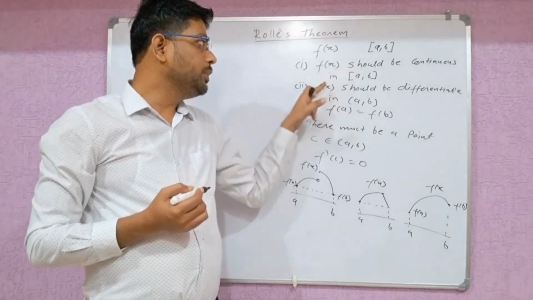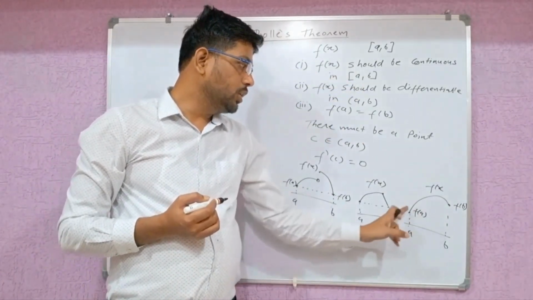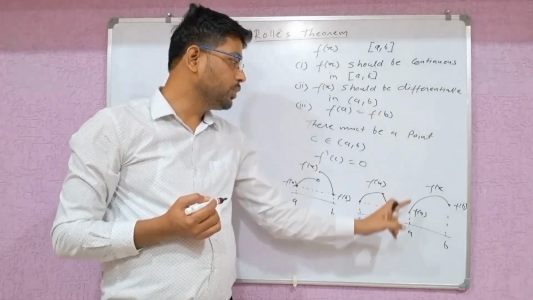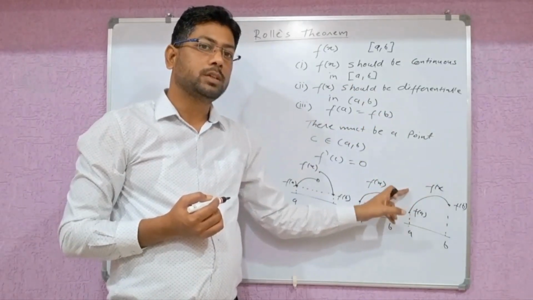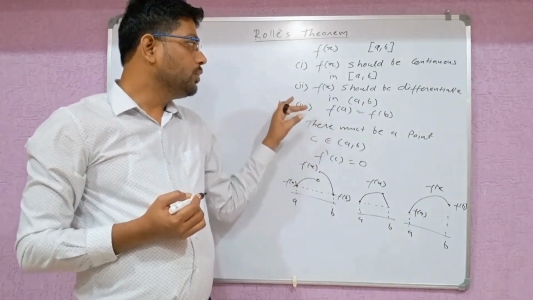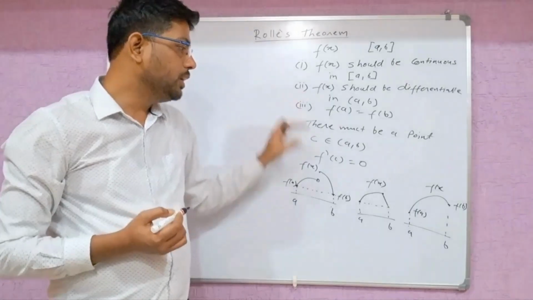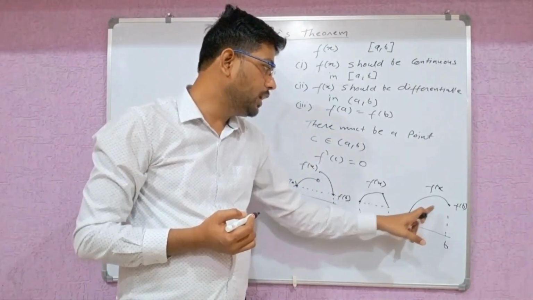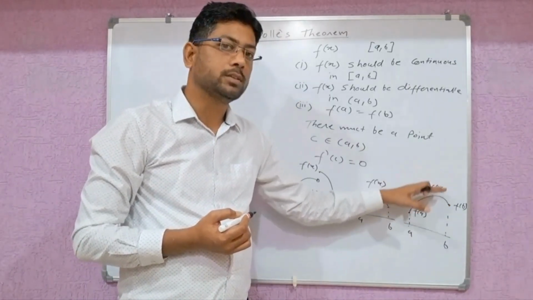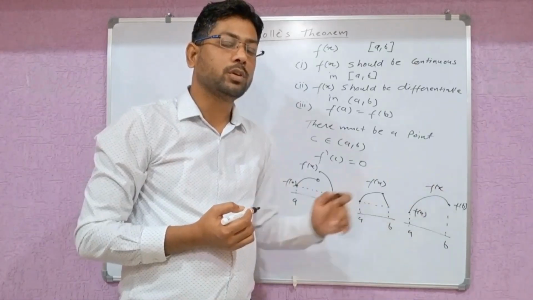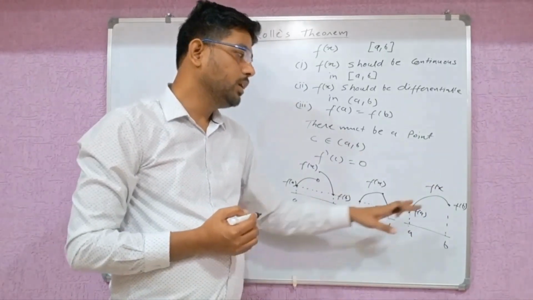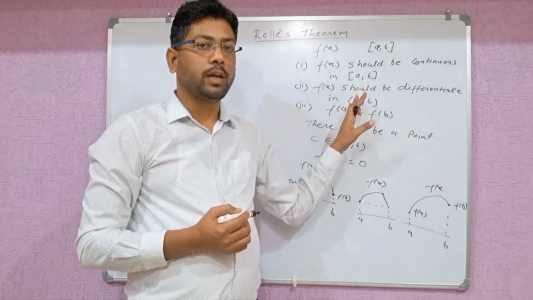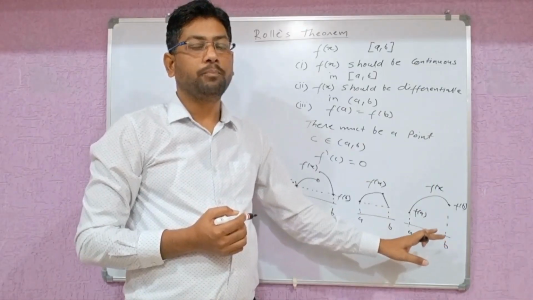So here f(x) should be continuous in A to B, so this is a continuous function here. f(x) should be differentiable, so no sharp corners, so this is differentiable also. Now f(A) should be equal to f(B). Now see this, f(A) is this and f(B) is this. There is a huge difference in there. We can see f(A) is not equal to f(B). So again this third condition is not satisfied. So here again we cannot apply Rolle's theorem.